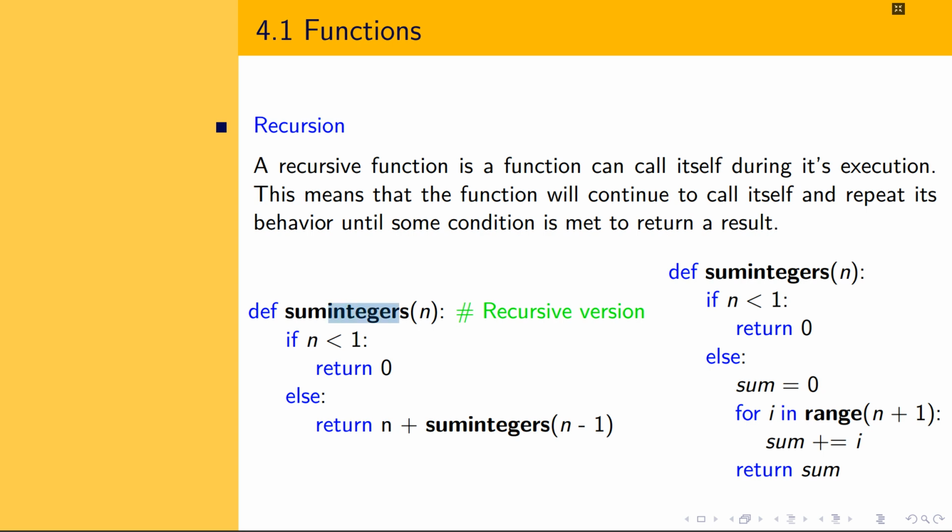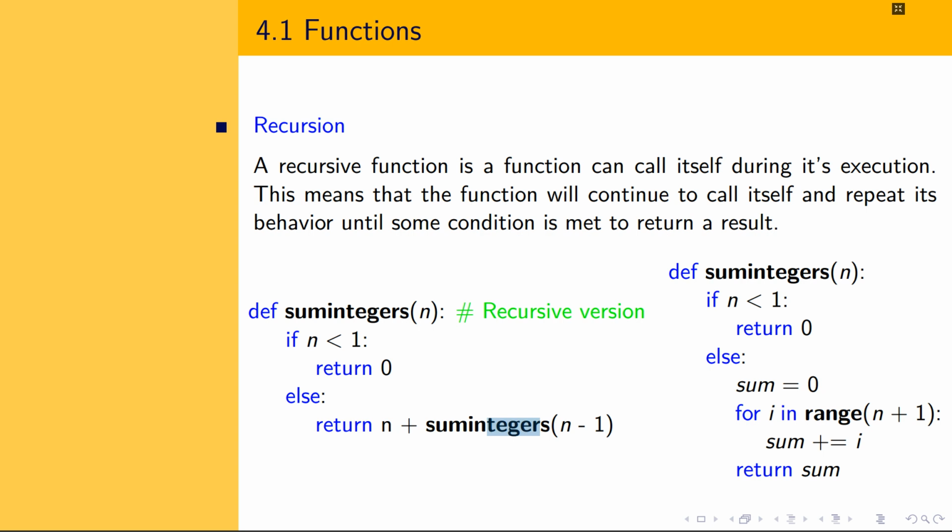You can see here the sum_integer function, and inside the function you check if the number n, which is a parameter here, is smaller than 1, then you return 0, and else, if not, you return n plus the function itself called with n minus 1. So that's called the recursive version of the sum function.